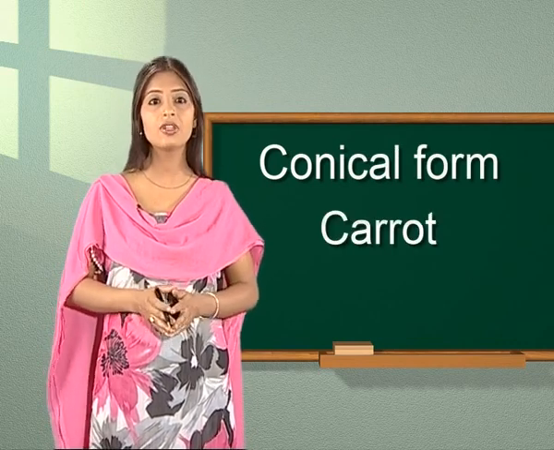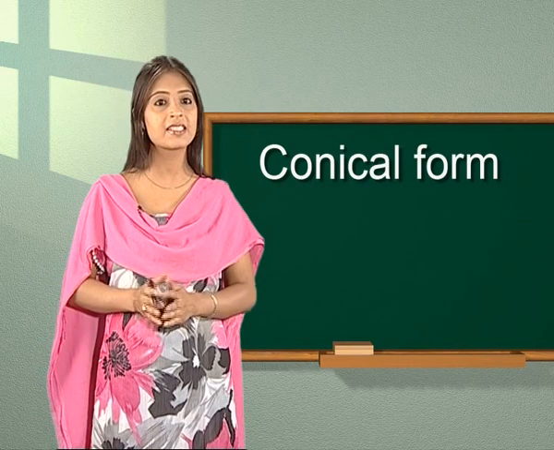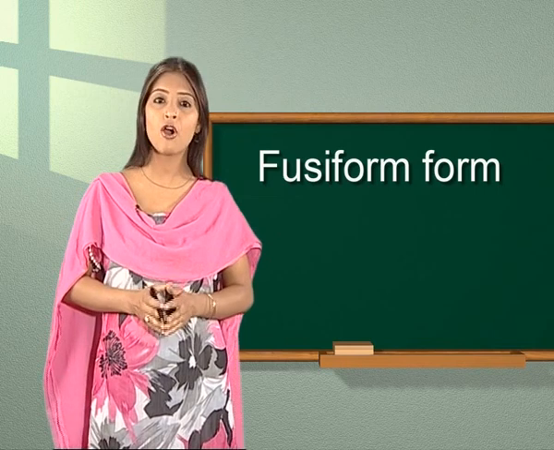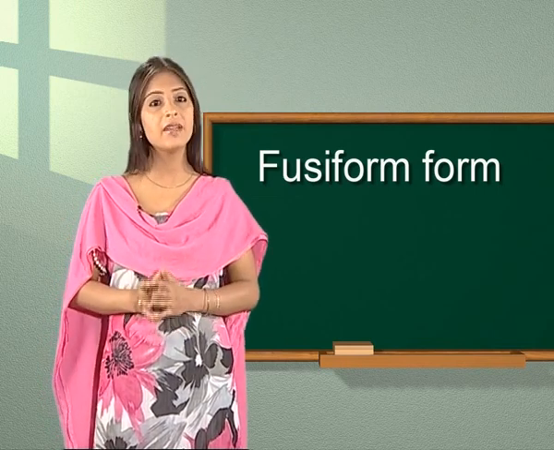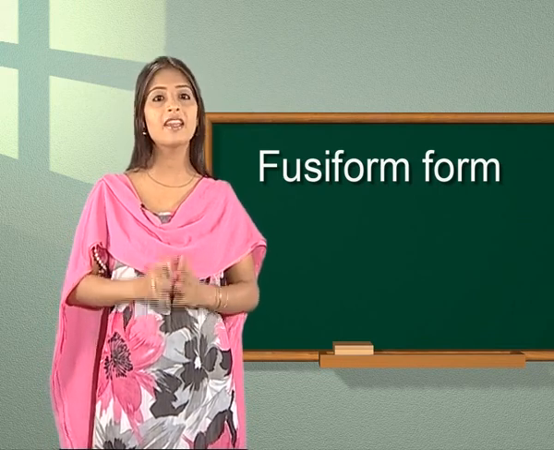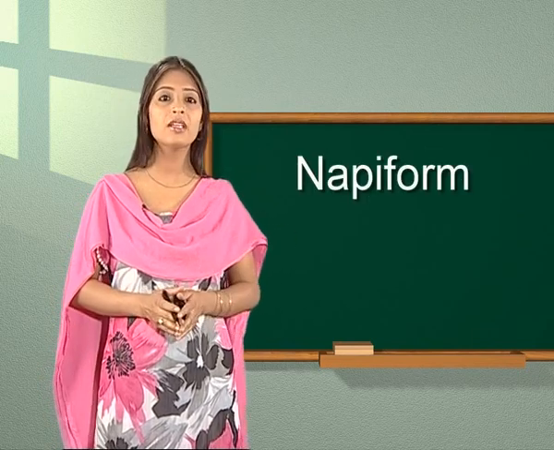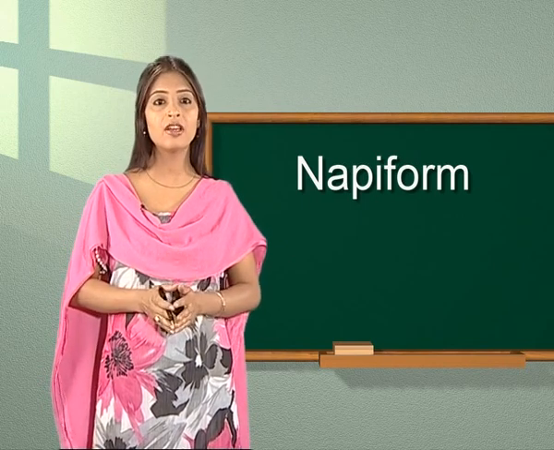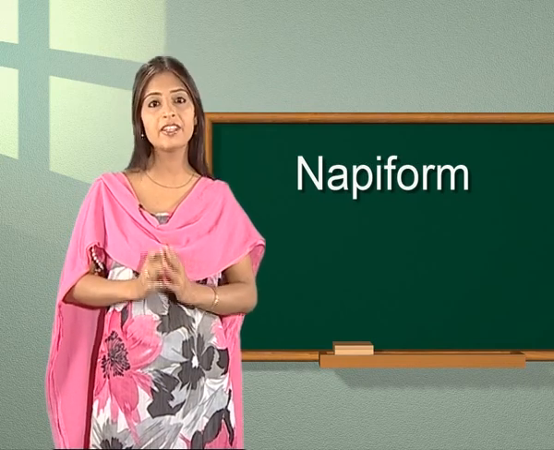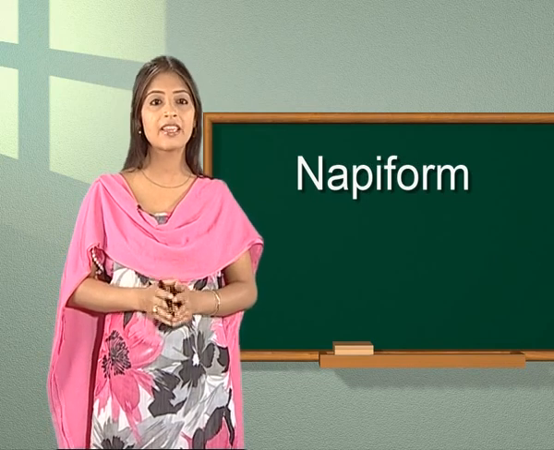Here, the swollen root is broad at the base and gradually tapers towards the apex, giving the shape of a cone. In fusiform form, the root is swollen in the middle and narrows toward both its base and apex, imparting it the shape of a spindle. In napiform form, the root is nearly globular or spherical in shape at the upper end, but it suddenly tapers abruptly at the posterior end, giving it a top-like appearance.